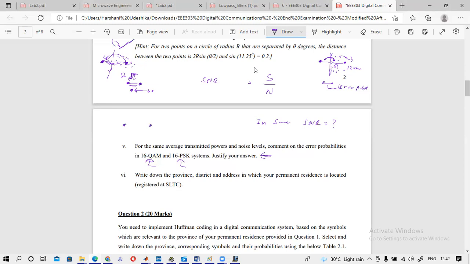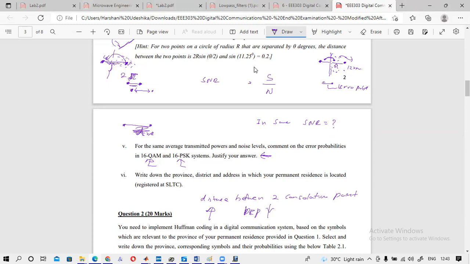If the distance between two constellation points is higher, what happens to the bit error probability? The bit error probability will be low.